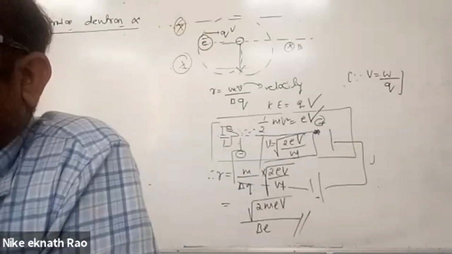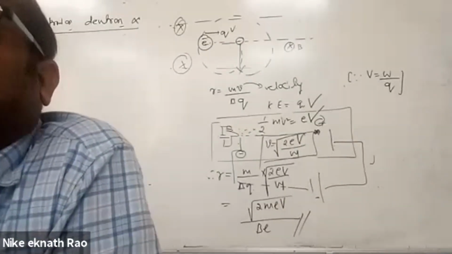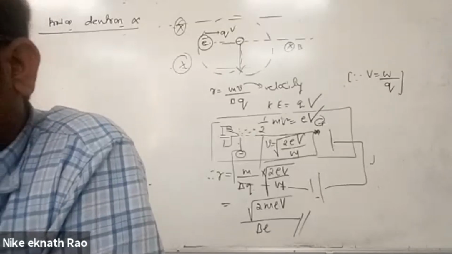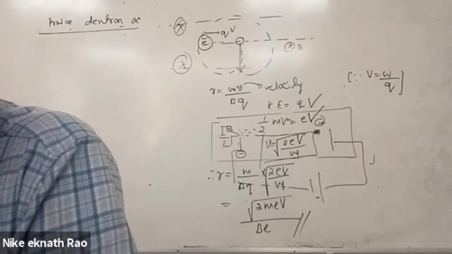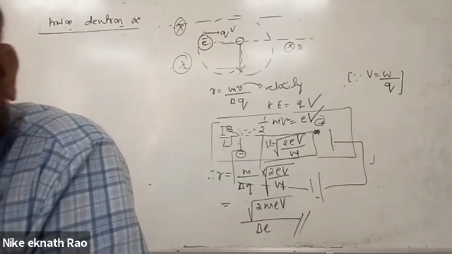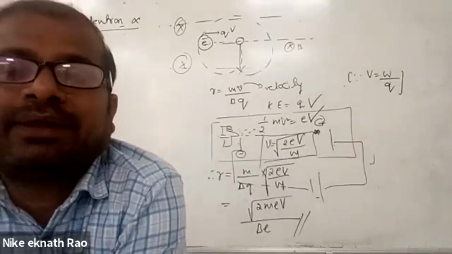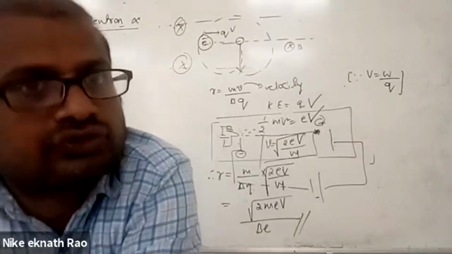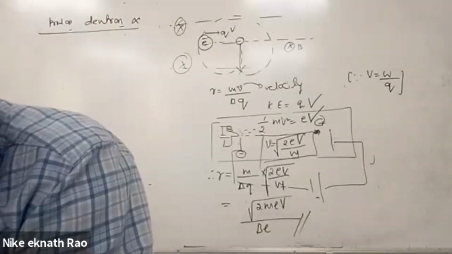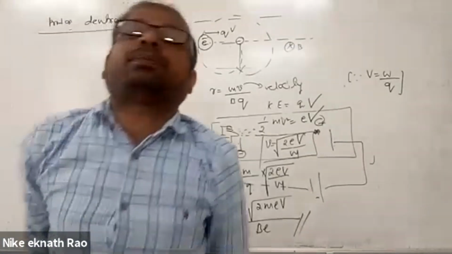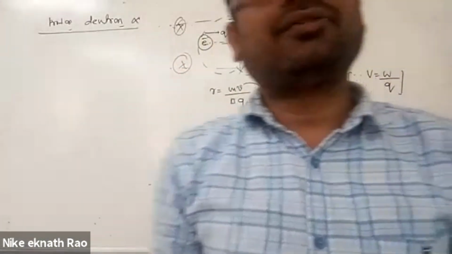Moving at right angles to B means they are moving perpendicularly. Whenever they move perpendicularly, they trace circular paths. So a proton, a deuteron, and an alpha particle, accelerated through the same potential difference, enter a region of uniform magnetic field, moving at right angles to B, where B means magnetic field. Compare the radii of their circular paths, which means find the ratio of their radii.